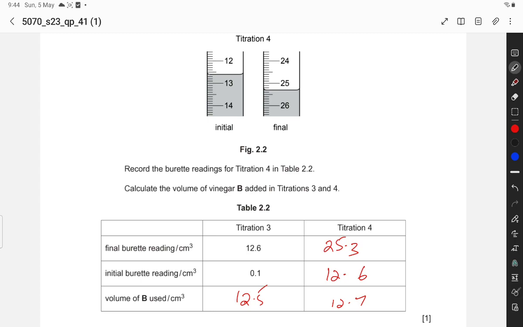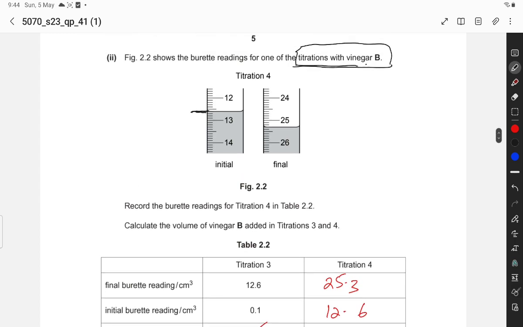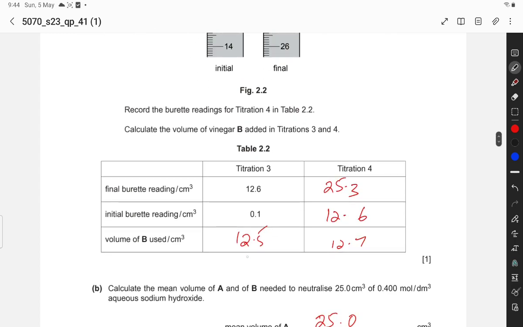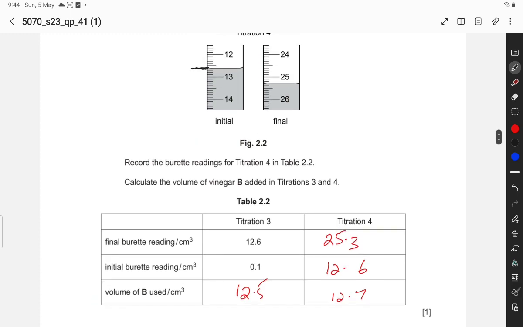So this point, normally the lower meniscus is used. The readings are 12.6 and 0.1, and the volume of B used is 12.5 in titration 3, and this is 25.3. Look at this. This is the lower meniscus.